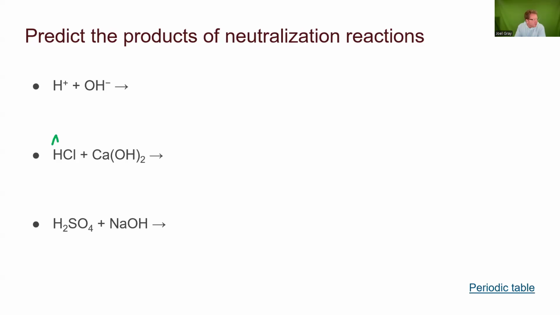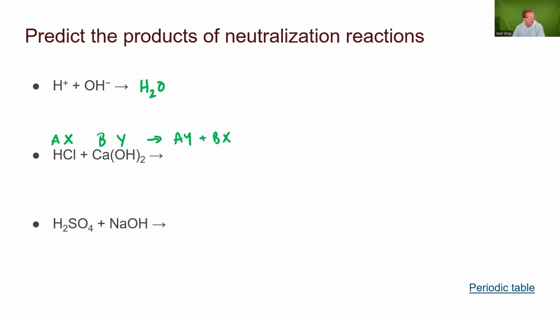The next one, I'm going to use a simple sort of formula: AX plus BY. Your products of an AX plus BY reaction are AY plus BX. So whenever you see this, what you need to recognize are what is A and what is B, what is X, what is Y. Now, I'm guessing most of y'all have gotten this first question. H plus OH minus is H2O.